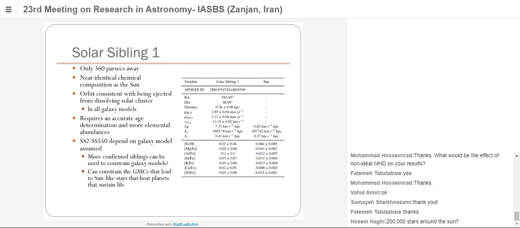We dubbed it solar sibling number 1, only 360 parsecs away, with nearly identical chemical composition as the sun across many elements. I've shown the 7 elements that we used there. And its orbit is consistent with being ejected from a dissolving solar cluster in all of our galaxy models. No assumption had to be made about GMCs, spiral arms, or anything like that. In every case, it overlapped with the simulated data. And then, like I said, to confirm any more solar siblings, I think we really need to narrow down the galaxy model that we use.